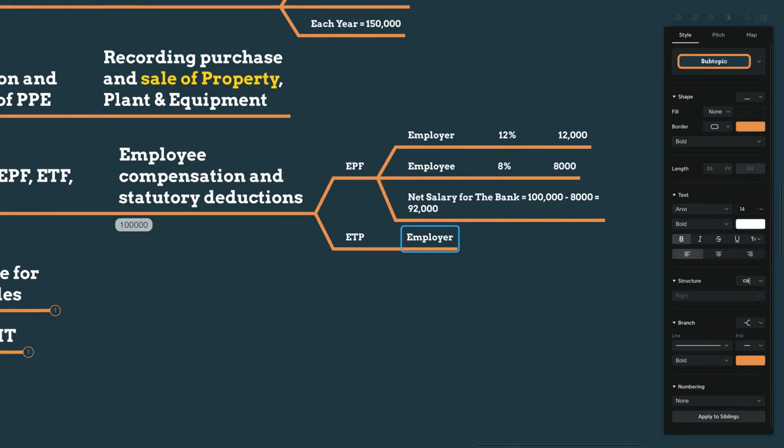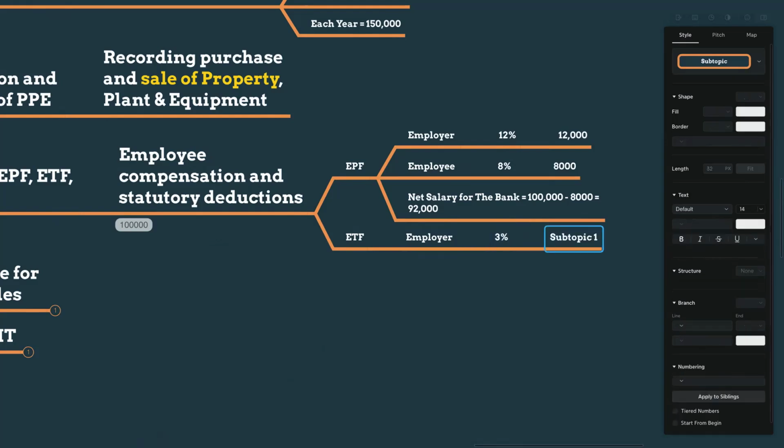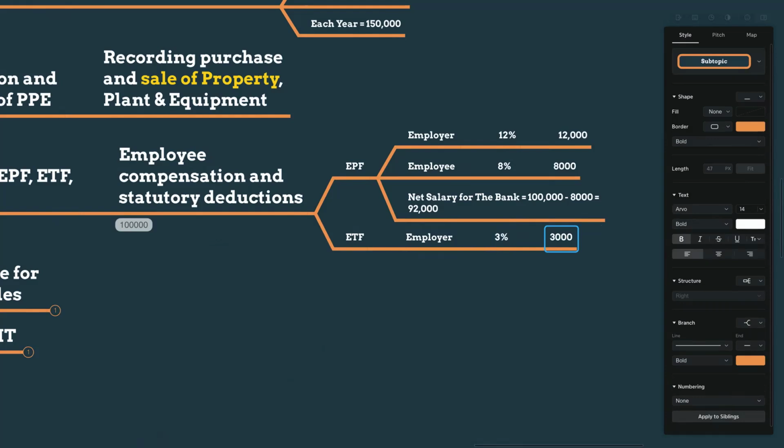What about ETF, my dears? ETF means the Employee Trust Fund contribution. It is actually, for the moment, 3 percent. 3 percent means 3,000. This is also paid by the employer, so they can't reduce it from your salary. So you will receive 92,000.